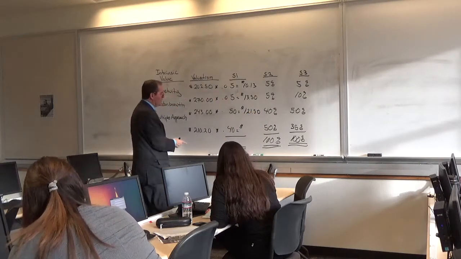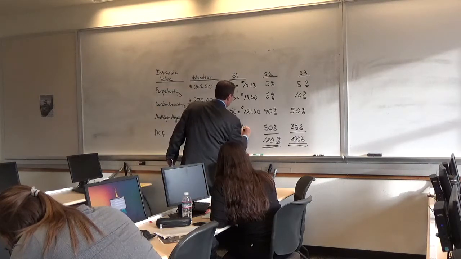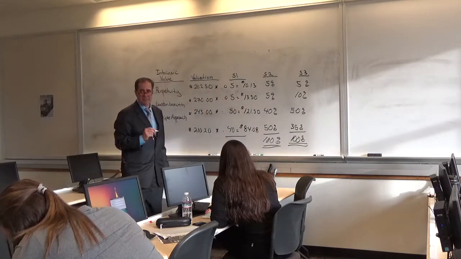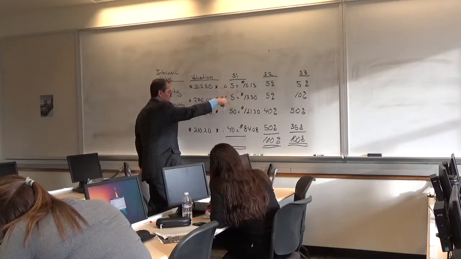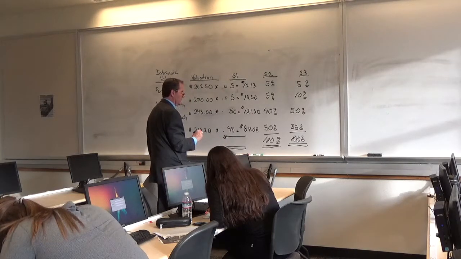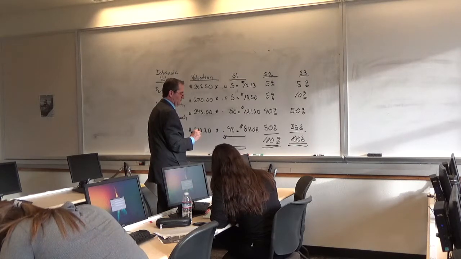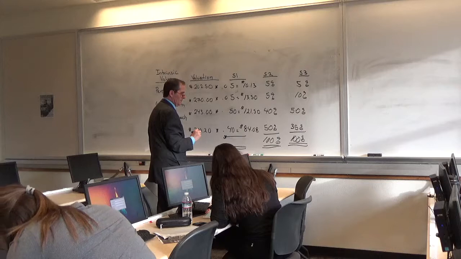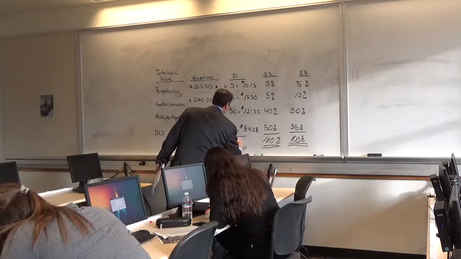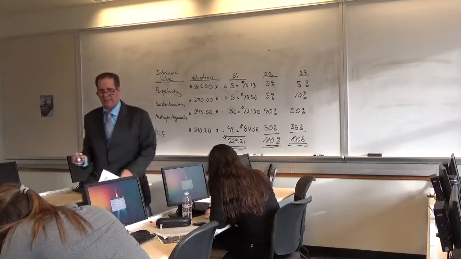And what's $210.20 times 0.4? 84.08. Anybody find a mistake? Okay, if you add these up, what do you get? What's the intrinsic value for scenario 1? $229.21. Got it. Can confirm.